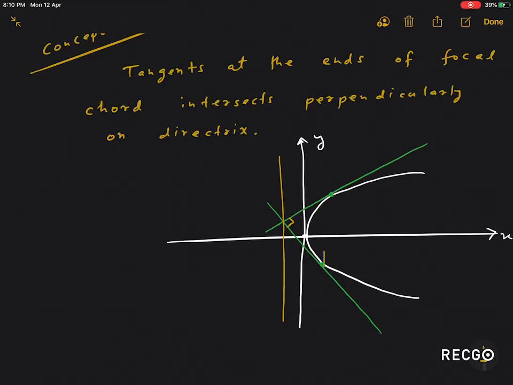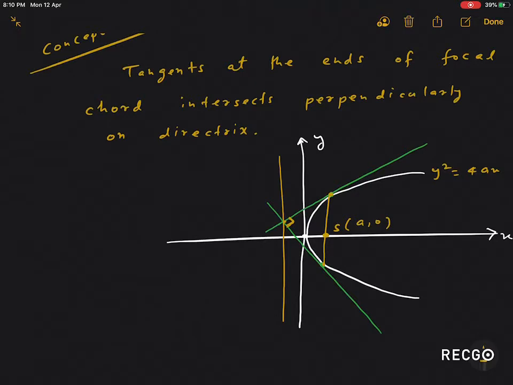First of all, the angle between these two tangents will be 90 degrees, and the directrix will pass through the point of intersection of these two tangents. And if we join the two ends of the focal chord, we'll get the focal chord, and the point where the focal chord intersects the axis of the parabola will be the focus of the parabola, S (a, 0).